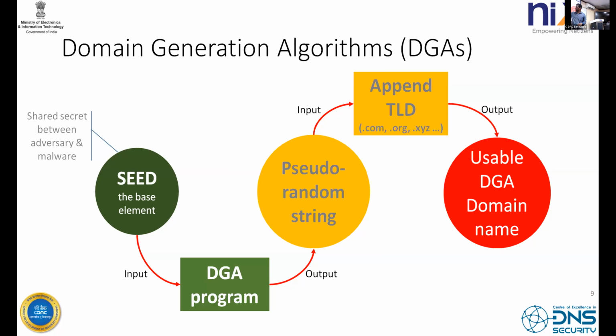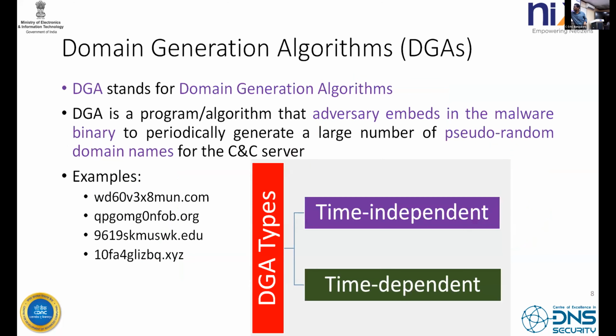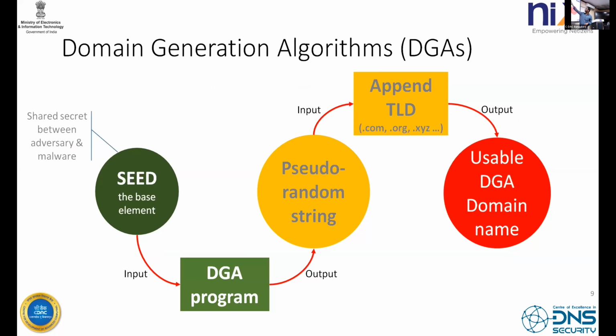This seed will be an input to the DGA program. The DGA program will generate a pseudo-random string of some kind. That pseudo-random string will be appended with the TLD, something like .com or .org or .xyz, some TLD, right? Then it will output a DGA domain. Now the DGA domain is ready. This DGA domain can be registered and made available on the internet, right? So this is the sequence.